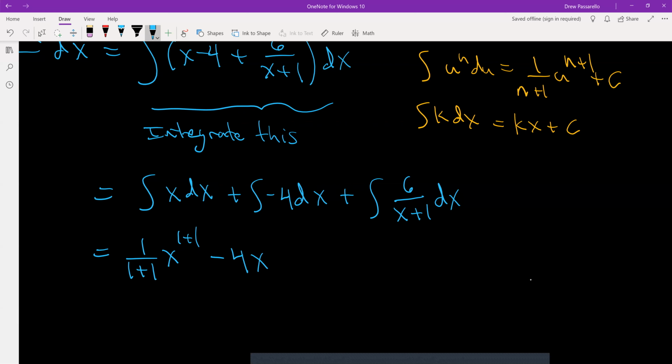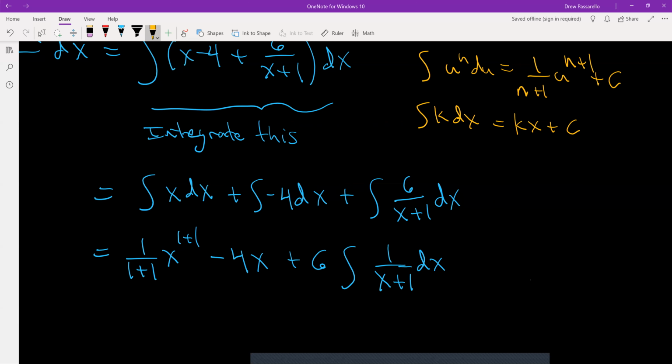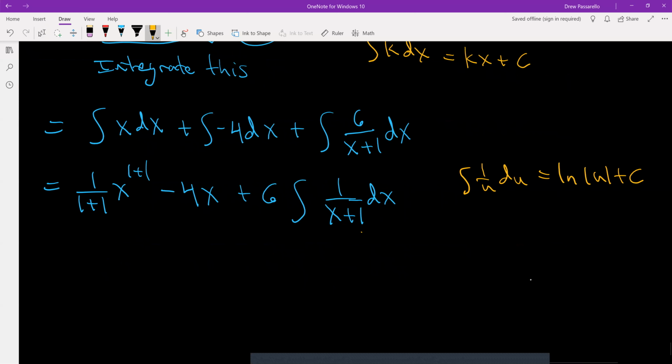All right, the third one, I'll factor out the 6. And now I'm integrating 1 over x plus 1 dx. Now that we dealt with in the previous video. If we have 1 over u du, that becomes the natural log of the absolute value of u plus c. In this case, our u is x plus 1. So then du, the derivative of x plus 1, is just 1. So it'd be like 1 times dx is dx. All right, so du is dx.